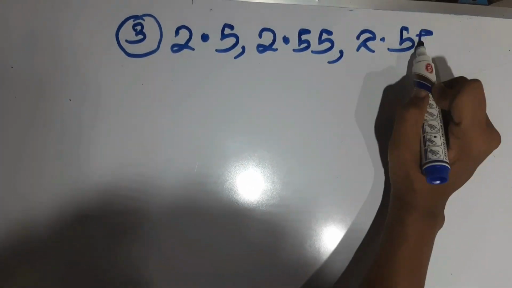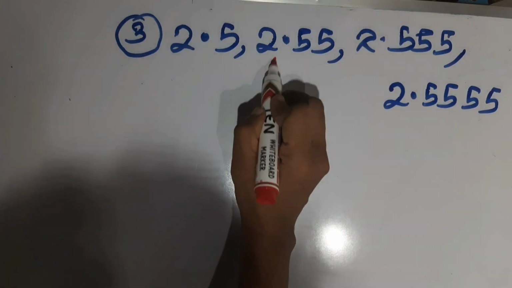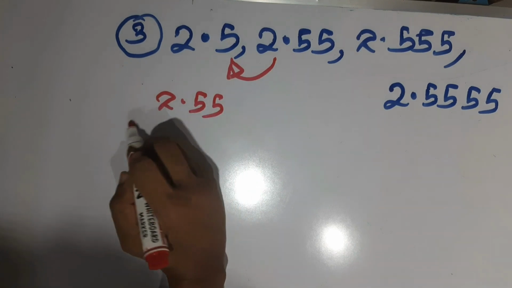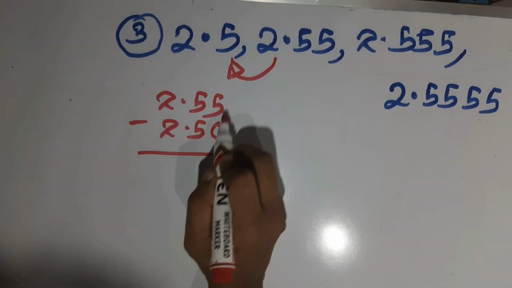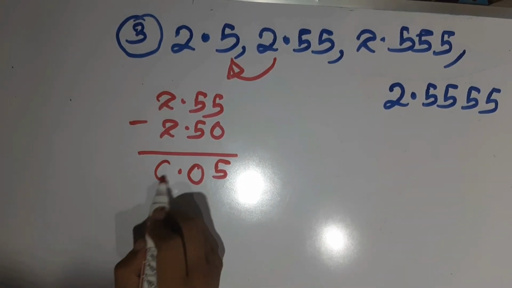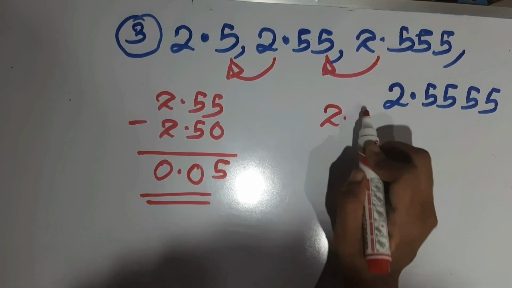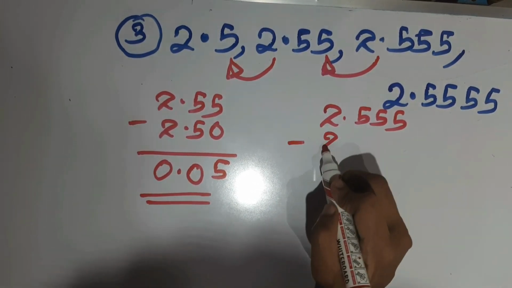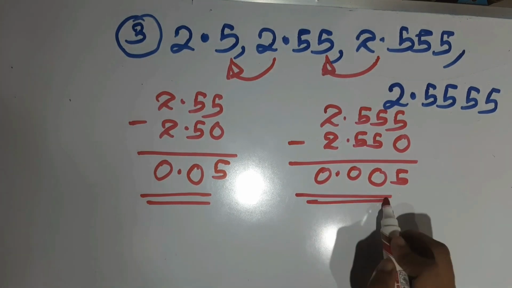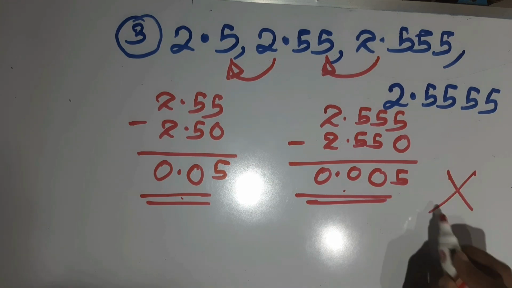Next: 2.5, 2.55, 2.555, 2.555. What is the common difference between these two terms? 2.55 minus 2.5: 5 minus 0 is 5, 5 minus 5 is 0, decimal point, 2 minus 2 is 0. Between these two terms, 2.555 minus 2.55: 5 minus 0 is 0.0. So the difference is not common. So this is not an arithmetic progression.